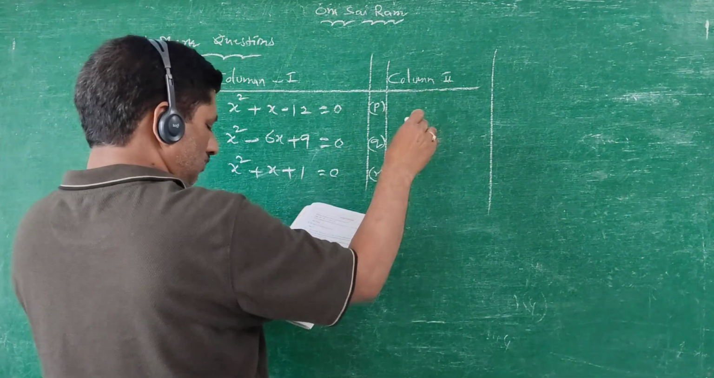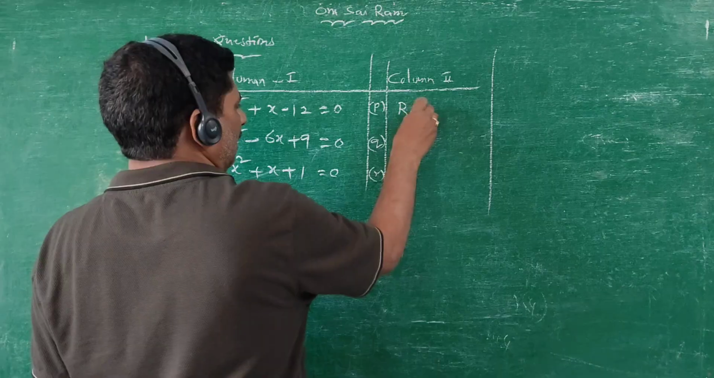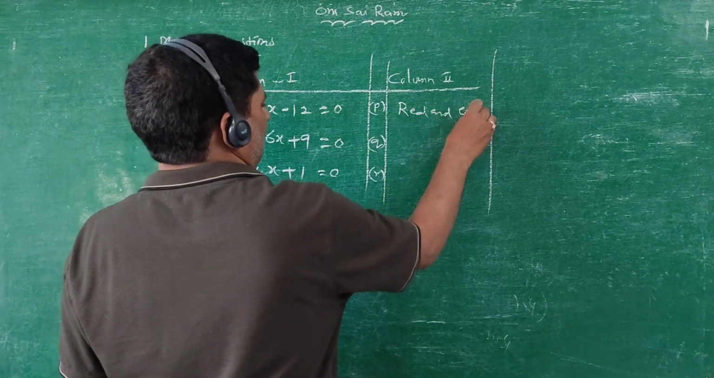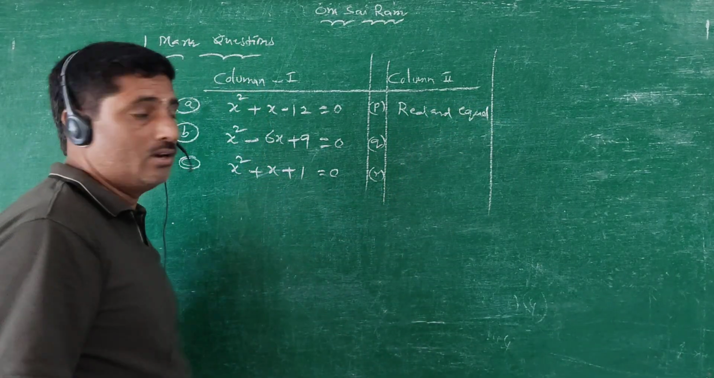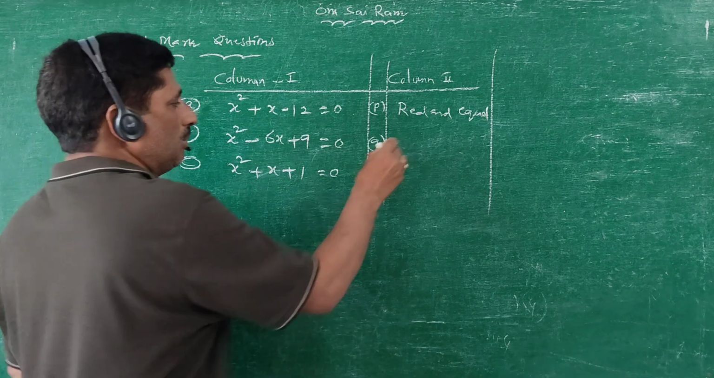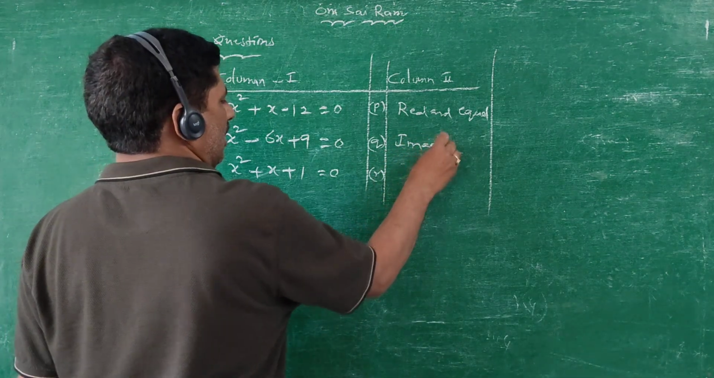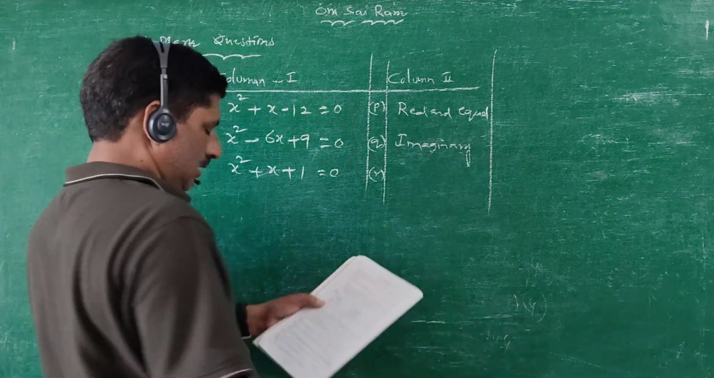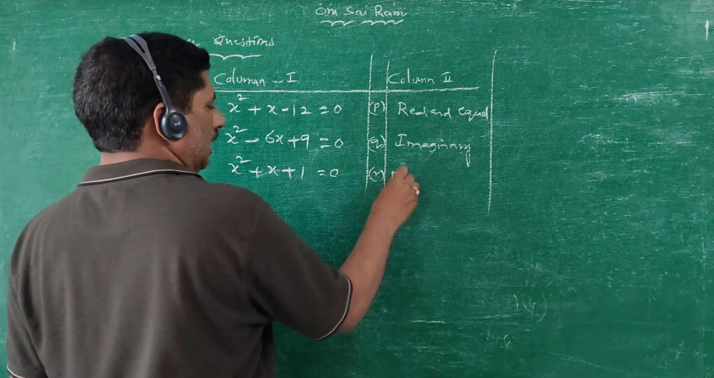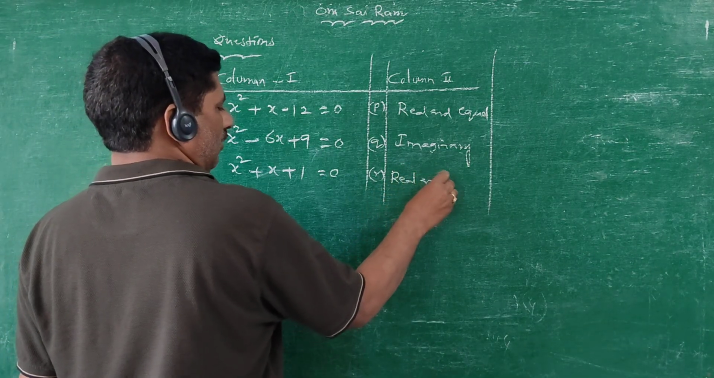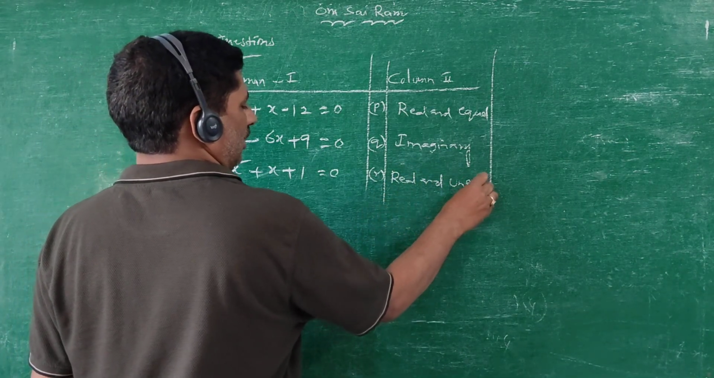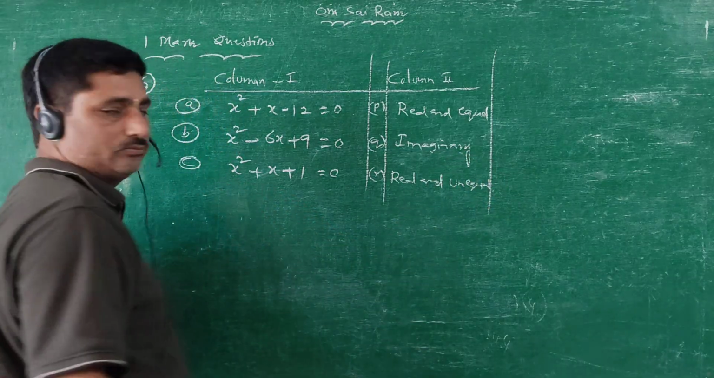The first option P is real and equal, the second option is imaginary, and the third option is real and unequal, nothing but distinct.